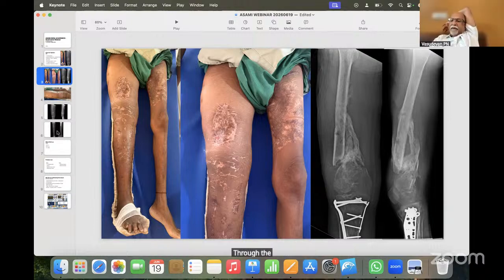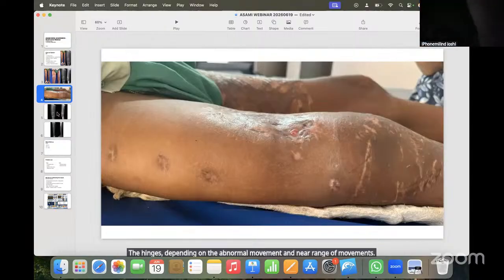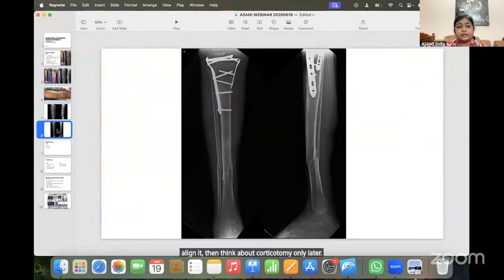Through the sinus, you can give it. Yes, sir. And a posterolateral incision, I'll expose that area, remove it, plan it, realign the hinges depending on the abnormal movement and knee range of movements. Align it, then think about corticotomy only later. Right, sir. Align everything well.